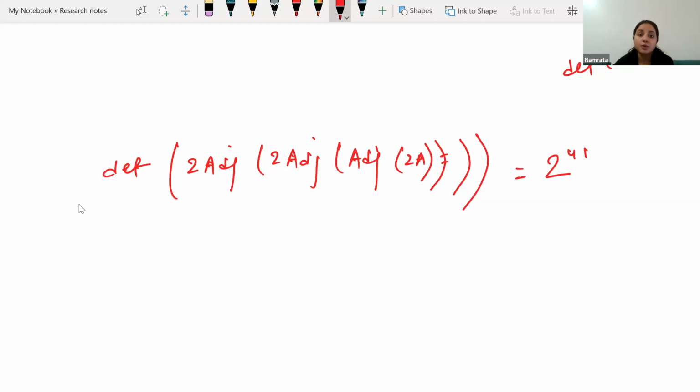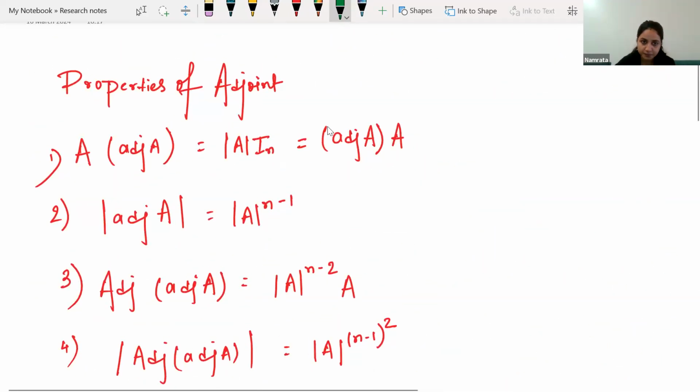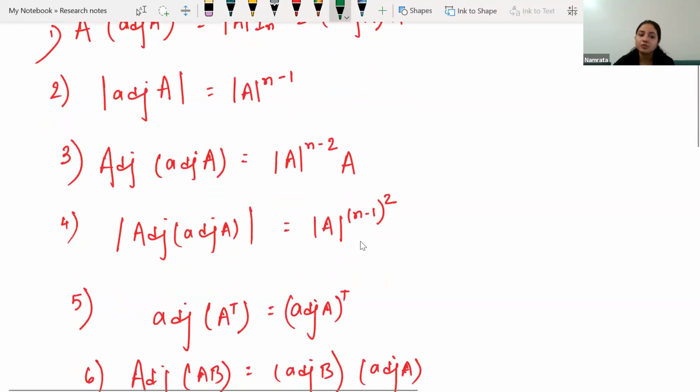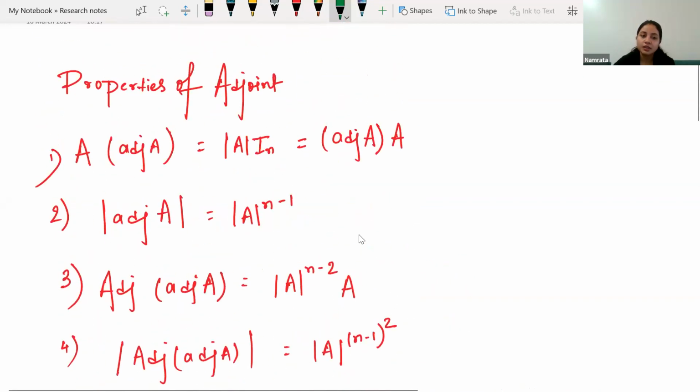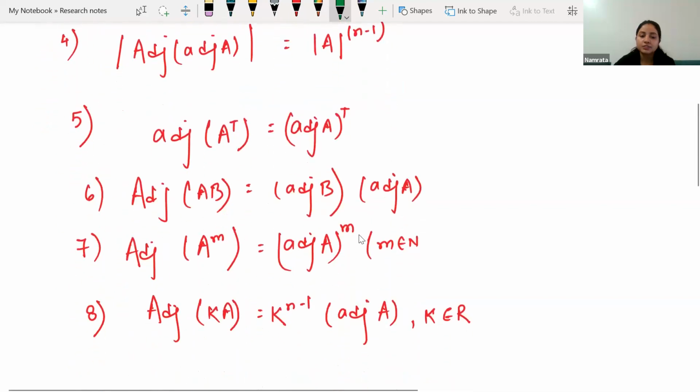Let's do it by using the property, obviously. The determinant outside is okay. First, we will try to simplify this part. If we see the innermost part, we have adjoint of 2A, and we have one property. These are the properties which we have. You are already aware of all the properties, right? If not, then please write it down.